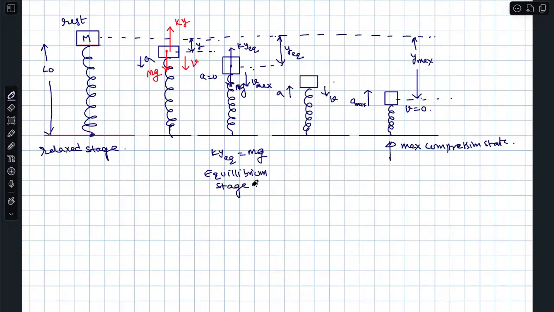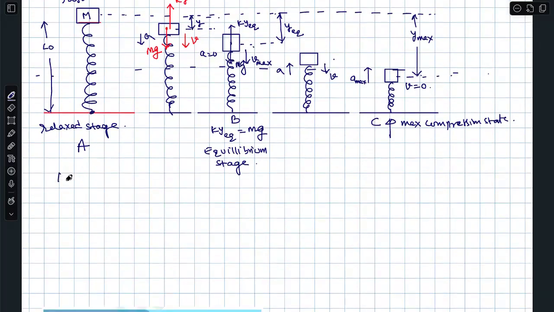Remember, in all these occasions, the block is dropped just with zero initial velocity. Now, please try to understand. I will define this as stage A, this as stage B, and this as stage C. And we will take this line as our standard reference, no issues.